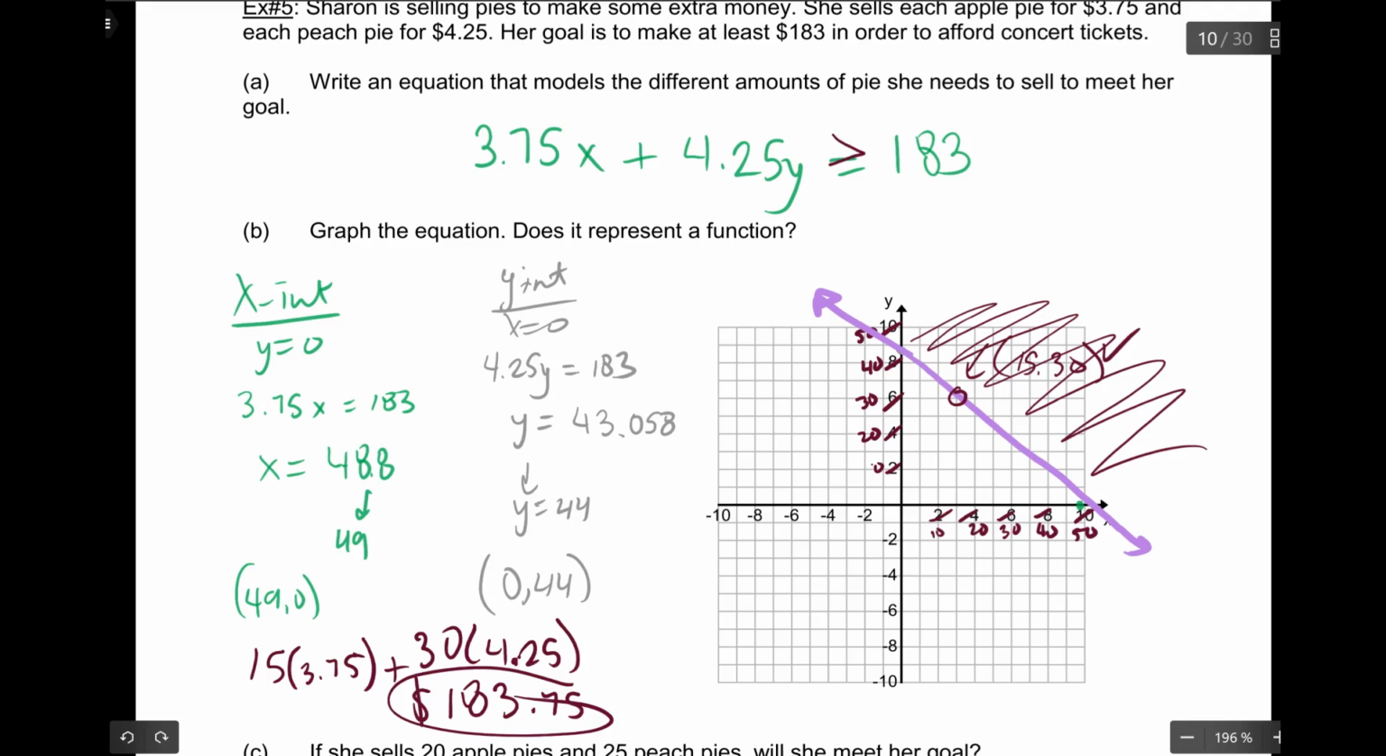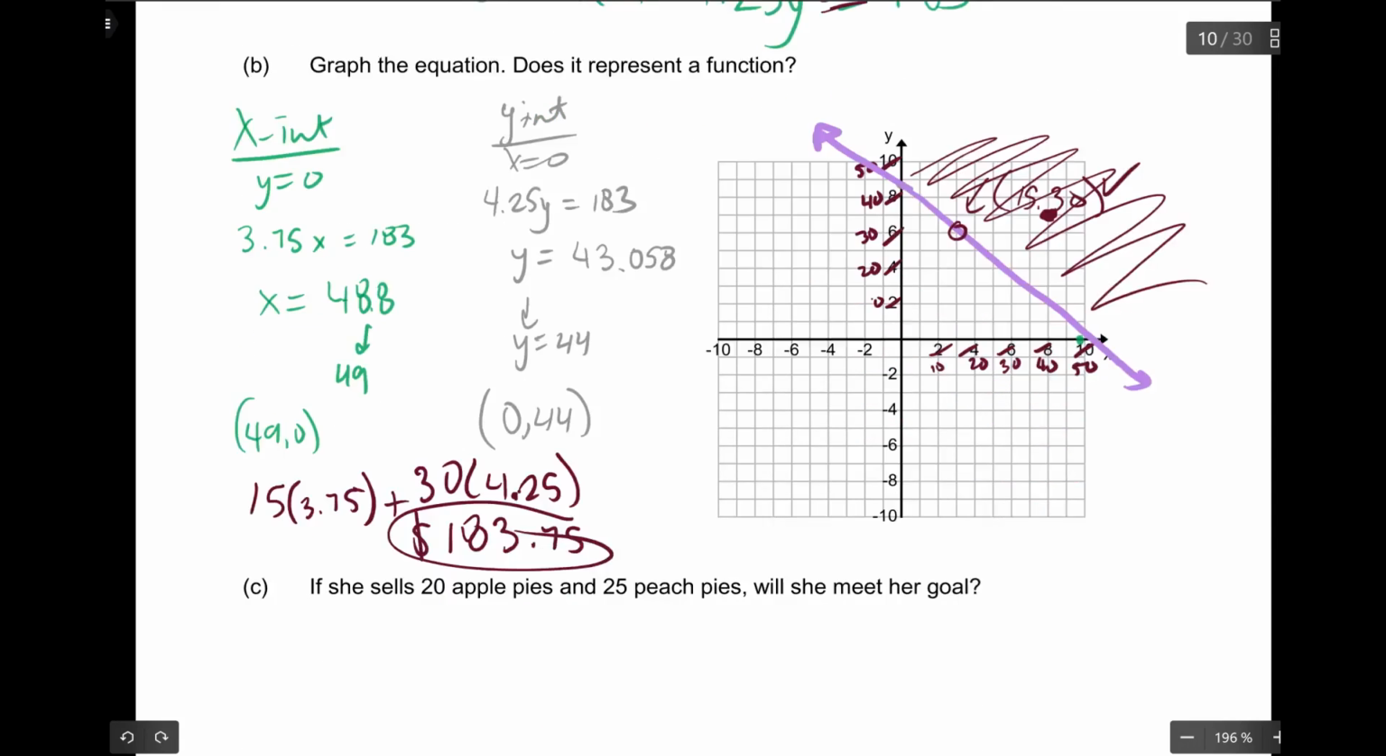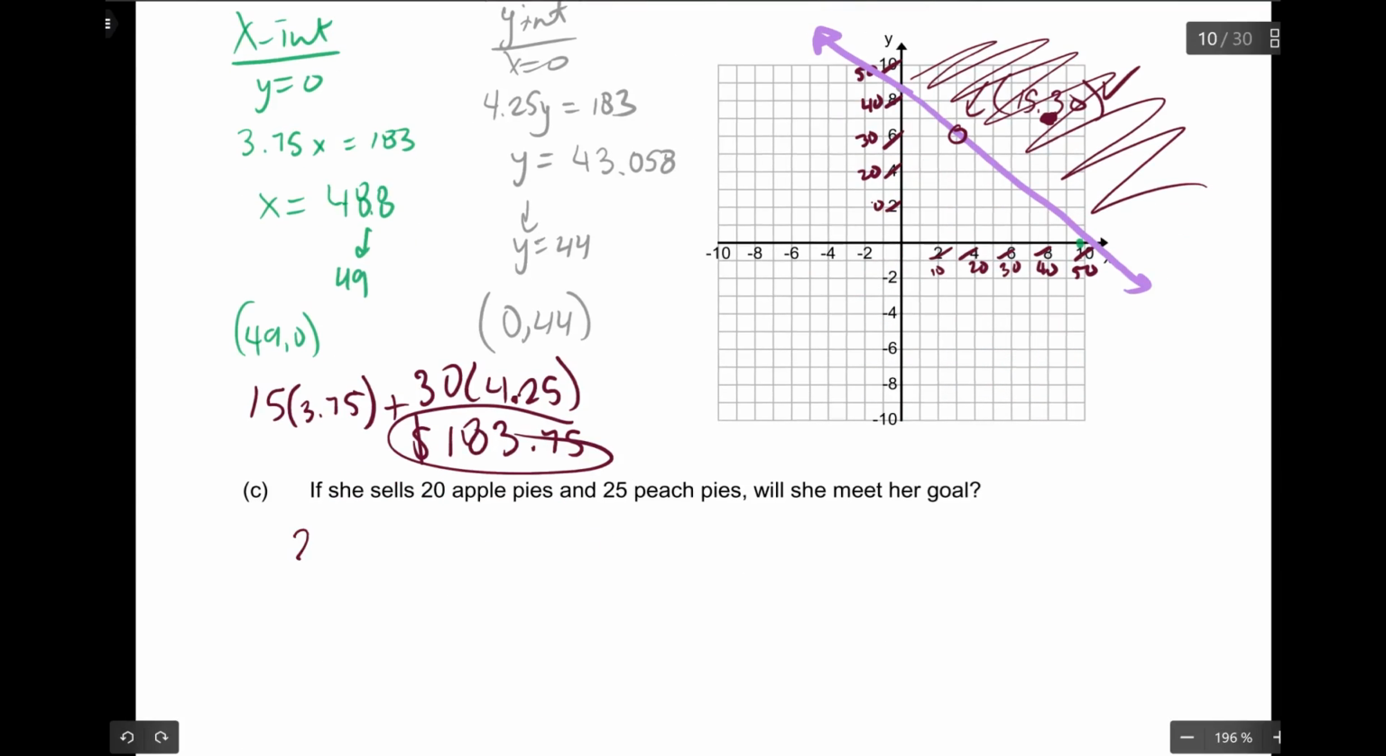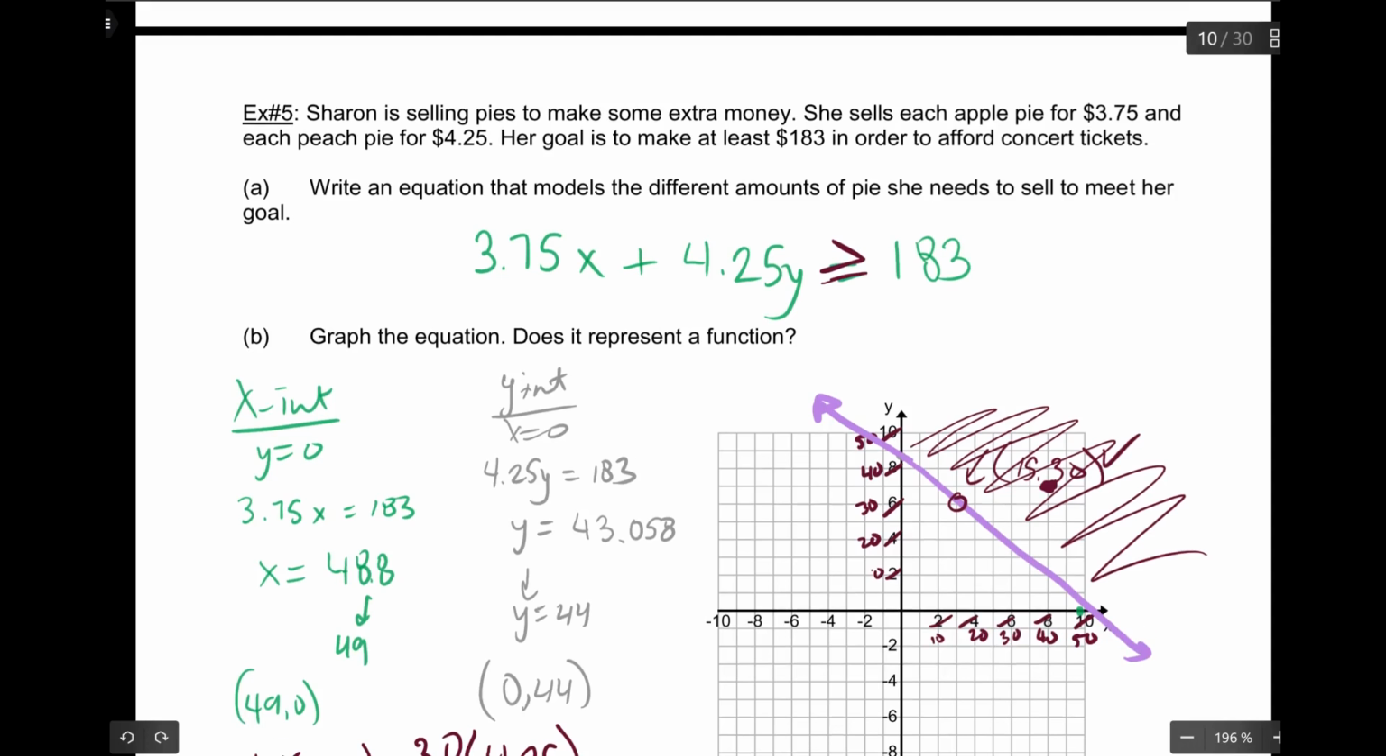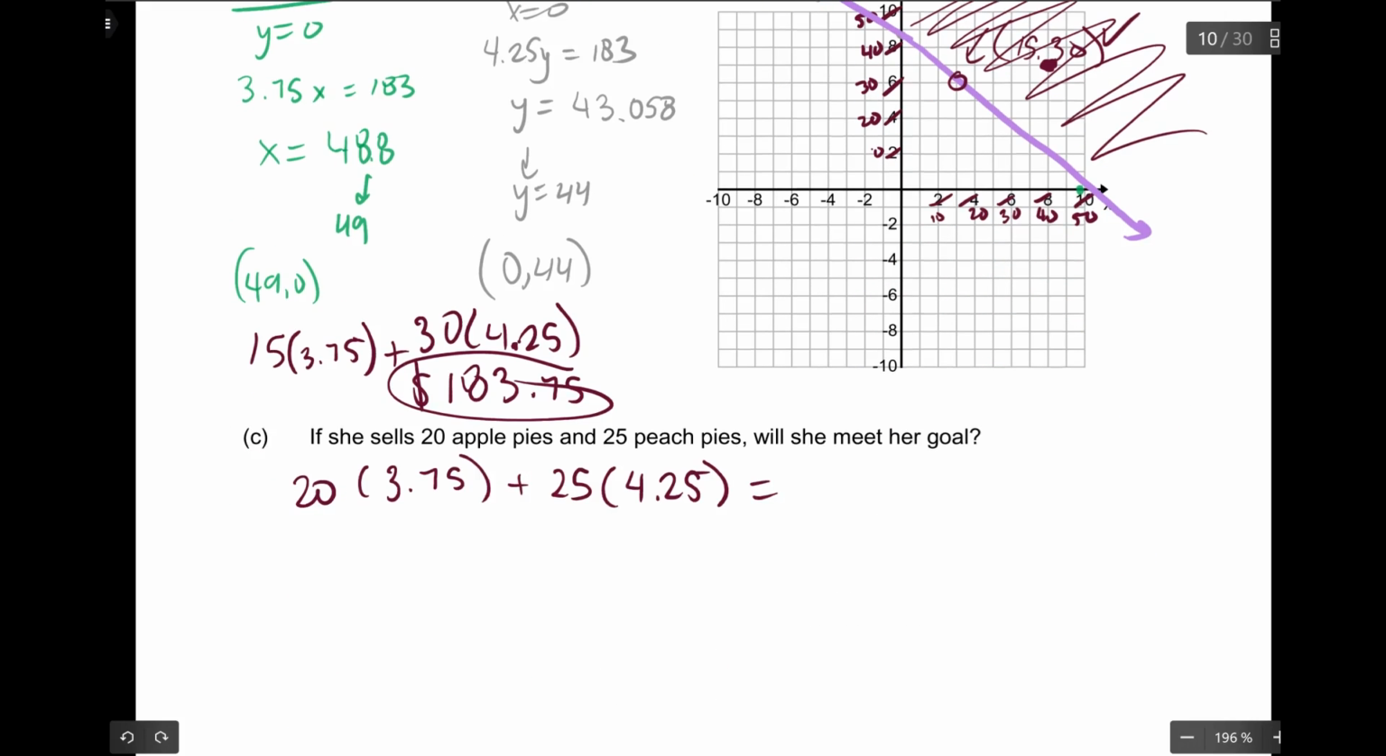I could pick any point over here and it would work, because technically, remember, this is greater than or equal to. So if I sold 40 and 35, right here, that definitely makes me more money than I need. If she sells 20 apple pies, that's 20 times 3.75, plus 25 peach pies, that's 4.25. Will we meet our goal? The way I wrote it, my x is my apple, my y is my peach. So I need you to plug it in. Go ahead, pause the video, plug it in.